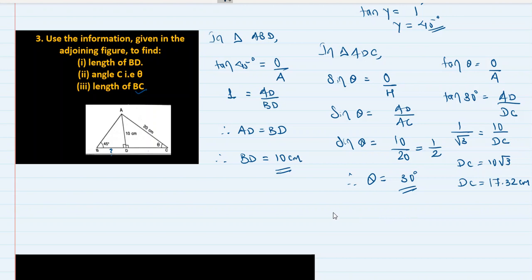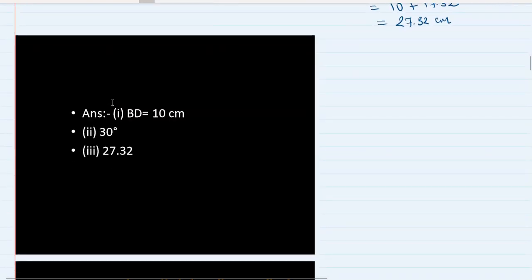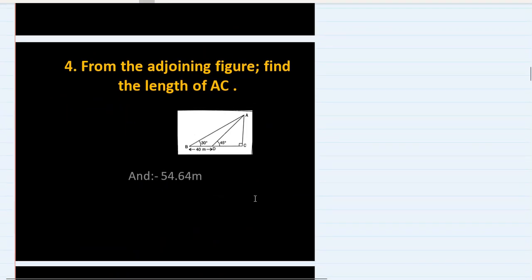Okay, so we found DC. Now what is BC? BC is BD plus DC. BD we already know is 10 and DC is 17.32. So it is 27.32 centimeters. Yes, so this is question number 3. All correct answers. Let's go to question number 4.